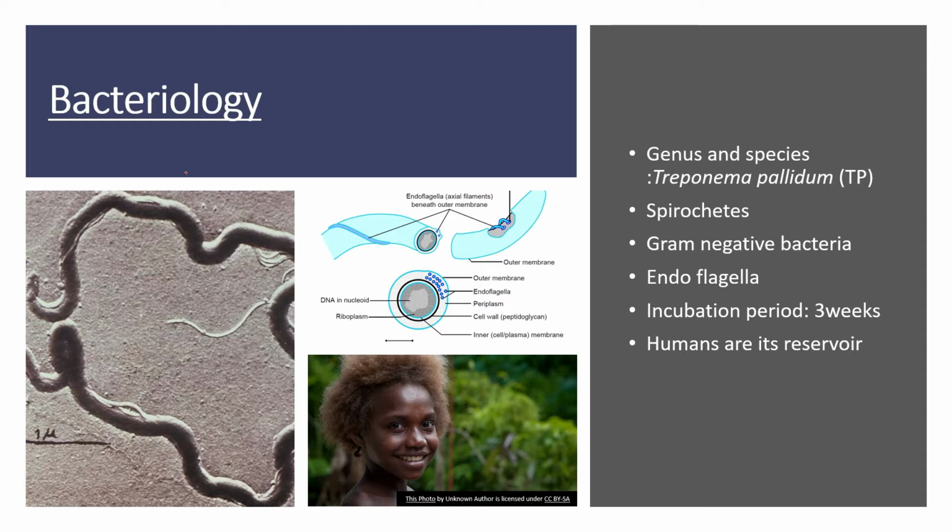Let's move on to the bacteriology. Let's discuss the genus and species. The genus of Treponema pallidum is Treponema, and the species is pallidum, and it is abbreviated as TP. It is a spirochete. A spirochete is basically an organism that has a spiral shape. As you can see in this picture, this is a picture of the Treponema pallidum.